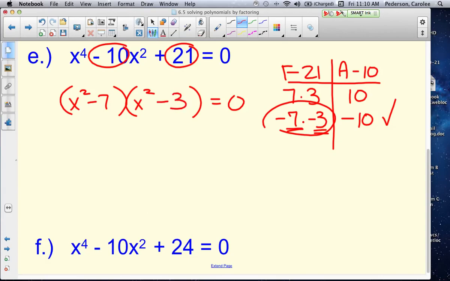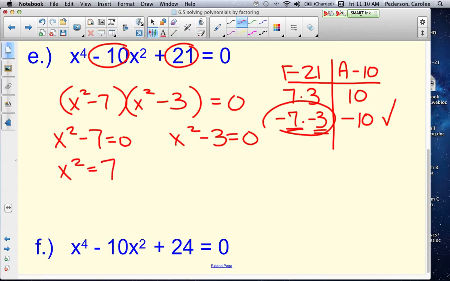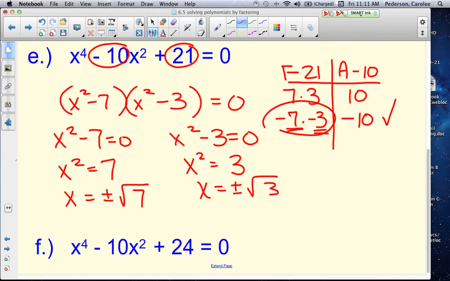And now we solve those separately using the zero product property. X squared minus 7 equals 0, and x squared minus 3 equals 0. Now solve by undoing to finish up these equations. Undo by adding 7, and then square root it. So you get plus or minus the square root of 7. And then over here, x squared equals 3. Square root it, plus or minus the square root of 3.